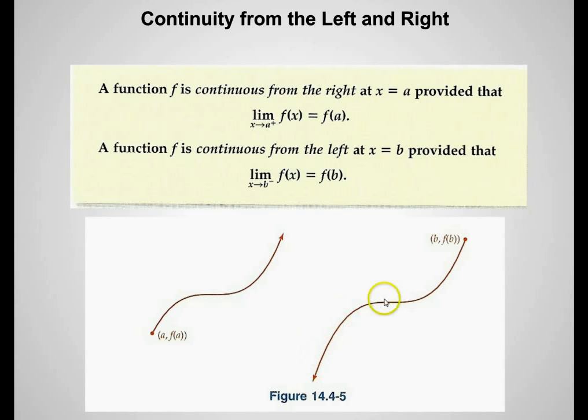Likewise, for this function here, it has an endpoint at b, f of b, and we'd say it's continuous from the left because as you get closer and closer to b from values less than b, that number that it's approaching, that limit, is equal to the value of the endpoint f of b.